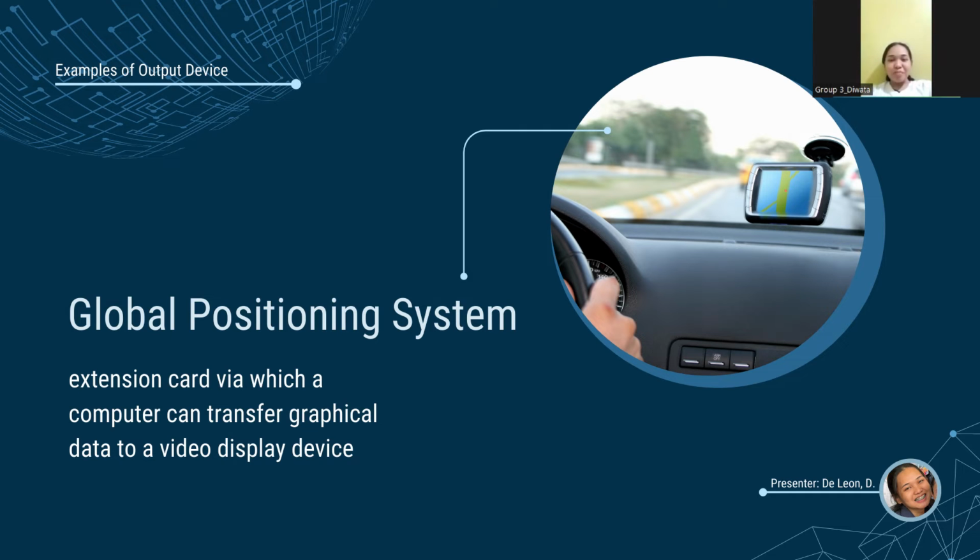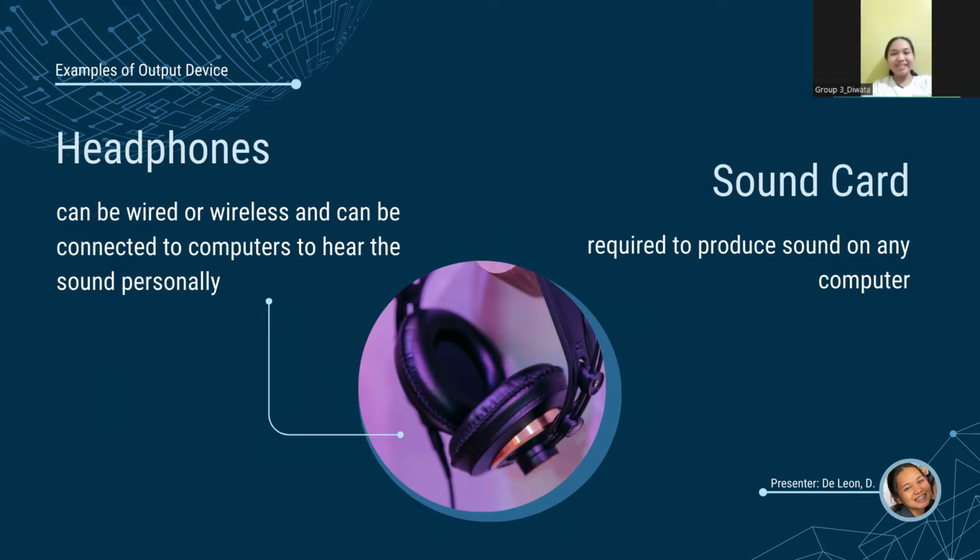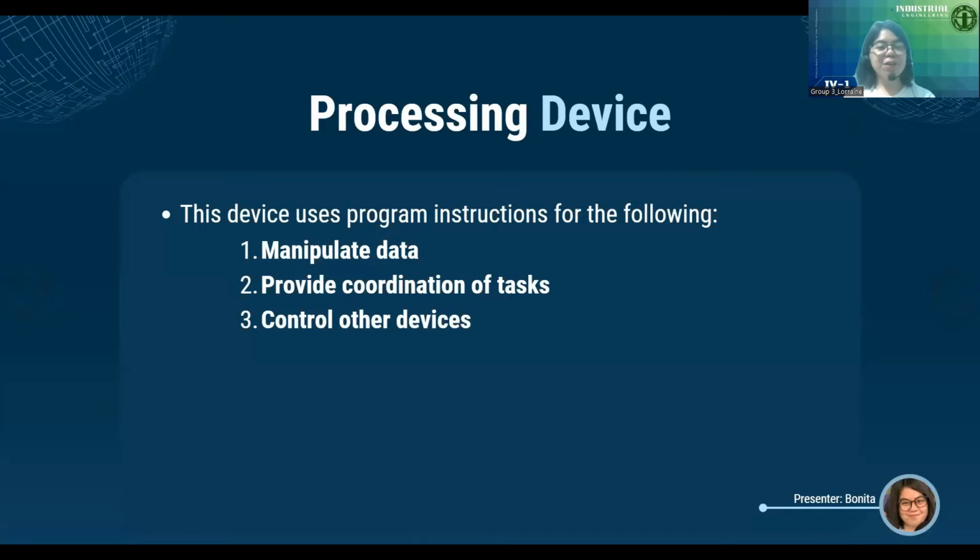So that's all. For the next topic, we have Lorraine Bonita. Thanks, Diwata. Moving on to processing, computer processing devices are all hardware that uses program instructions to first manipulate data para sa pag-transform nito from input to output information. Second, provide coordination of tasks with all units of a computer, meaning ito yung utak na nag-uutos kung ano at saang devices i-handle yung task. And three, control other devices to perform a certain operation for a smoother synchronization of tasks and roles.